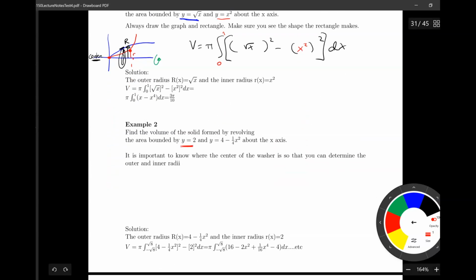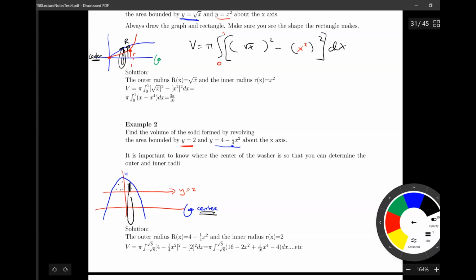All right, so let's look at this one. I want to find the area bounded by y equals 2, which looks like this, and y equals 4 minus 1/4 x squared. So it's a parabola shifted up 4, and the 1/4 just makes it a little wider parabola. We're spinning it around the x-axis, so this is the center. Again, you build the rectangles; this is the area that's bounded. You build the rectangles perpendicular to the axis of rotation. So if this is the center, make it the center.